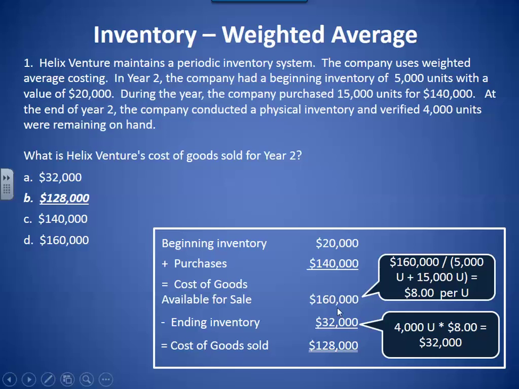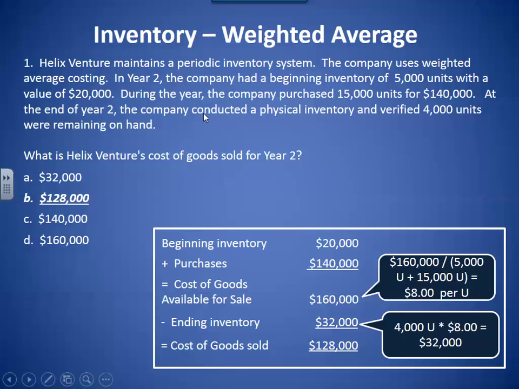So our beginning inventory plus our total purchases equal cost of goods available for sale of $160,000. We take that $160,000 and we divide it by the quantity of our beginning inventory of 5,000 units plus the amount of purchases of 15,000 units. So it's going to be $160,000 divided by 20,000 units, or our weighted average cost is going to be $8 a unit.